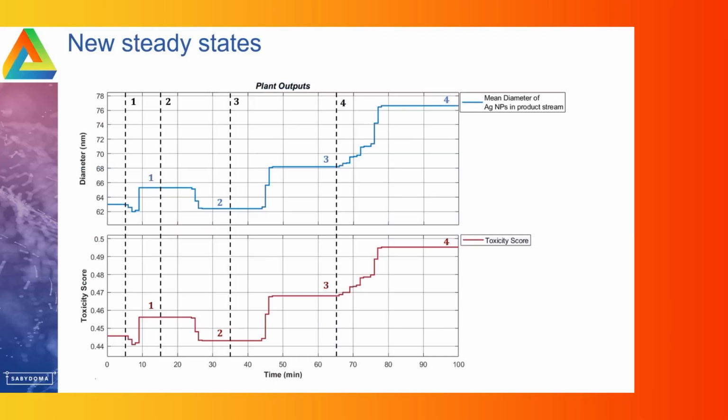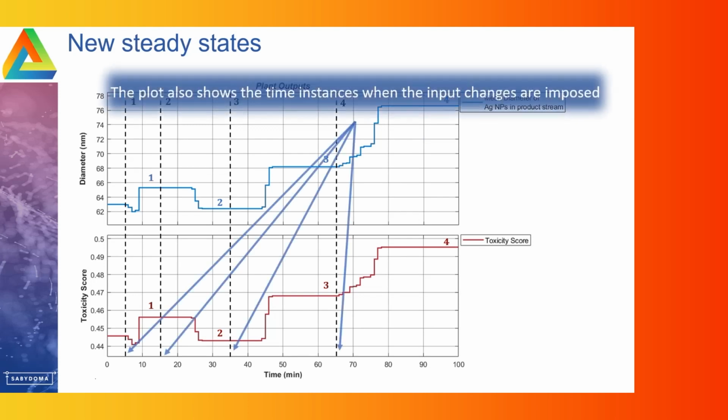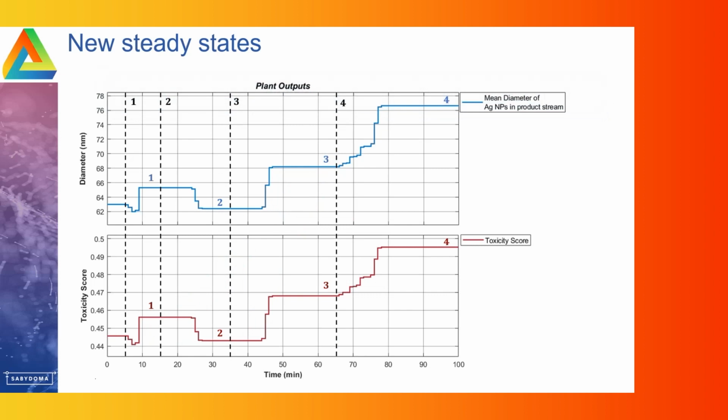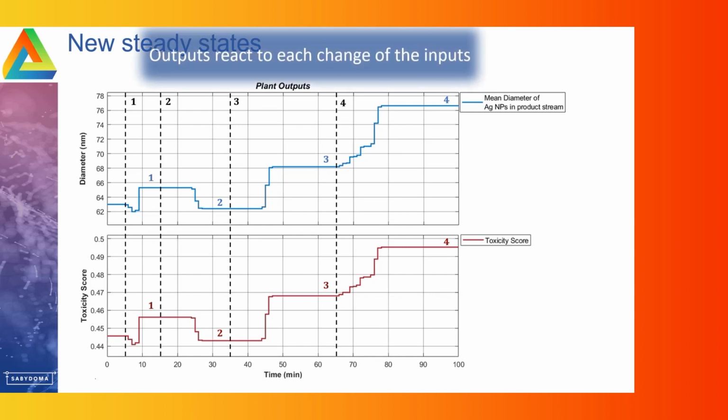So now let's have a closer look at the results. This is the response of the mean diameter. We have also the response of the torque score. And we can see the times, these vertical dotted lines, where the changes have been implemented. So here we can see that the output variables respond to every change of the input variables. But this does not happen instantaneously for all of them.